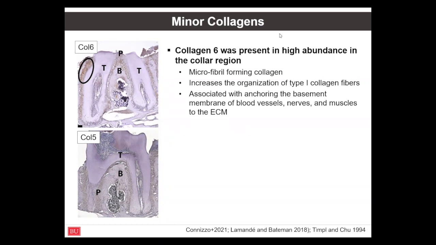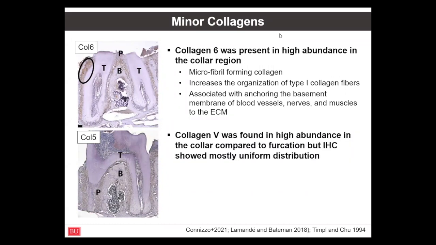And I'll also point out that collagen 6 is a marker for the pericellular matrix. And so in other tissues like cartilage and tendon, we often see collagen 6 highly expressed, particularly around cells that exhibit high mechanosensitivity. Collagen 5 is also an interesting target to find in high abundance, and it was found mostly in the collar in our mass spec, but showed very uniform distribution in our immunohistochemistry.